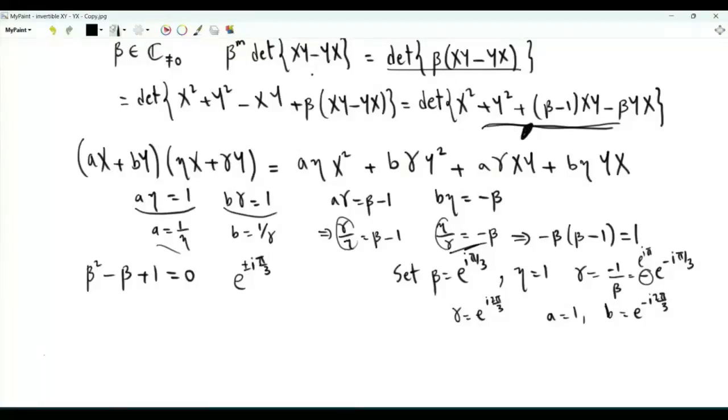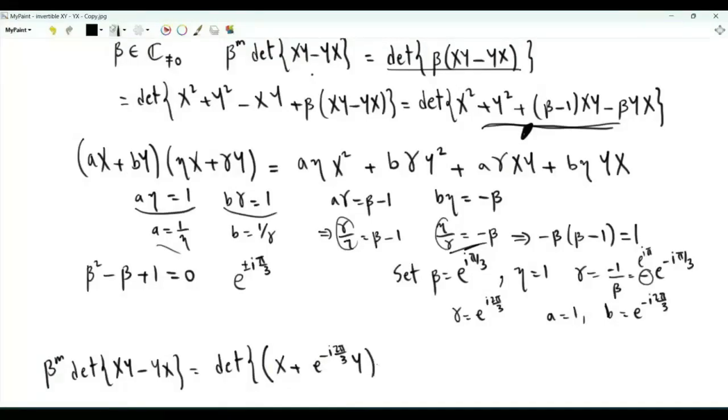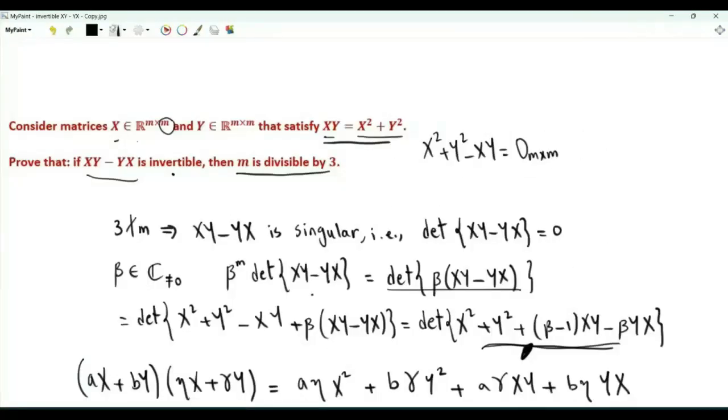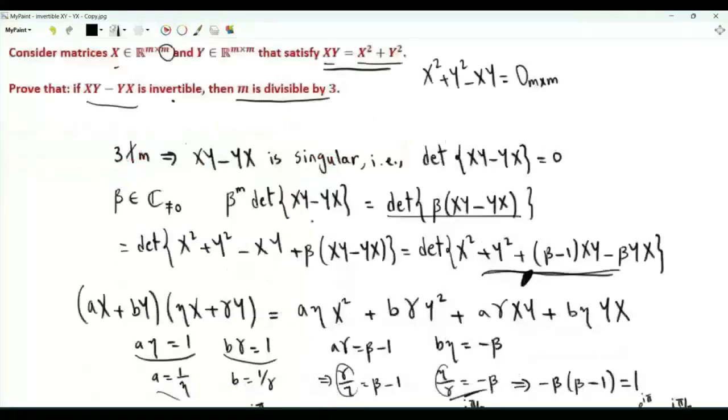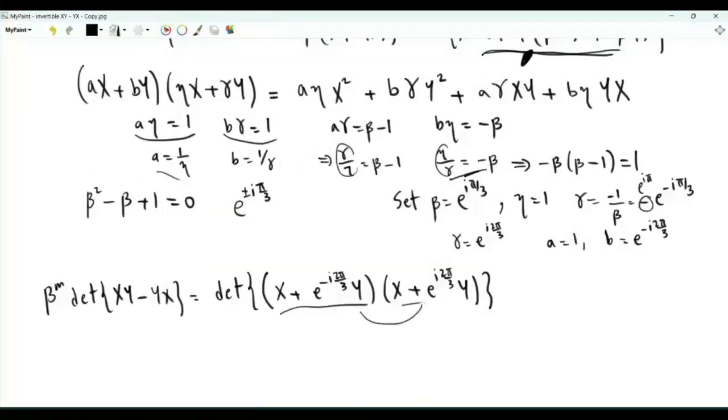Let's go back here. Beta to the m times the determinant of XY minus YX is equal to the determinant of the product X plus e to the minus i 2 pi over 3 times Y. This is one bracket. In the other bracket, we have X plus e to the i 2 pi over 3 times Y. As given in the problem statement, the elements of matrices X and Y are real valued. So this matrix is the complex conjugate of that one. This determinant is equal to the magnitude squared of the determinant of X plus e to the i 2 pi over 3 Y.